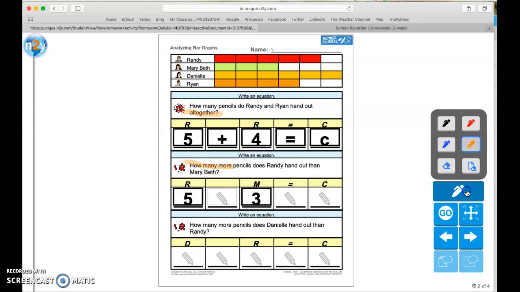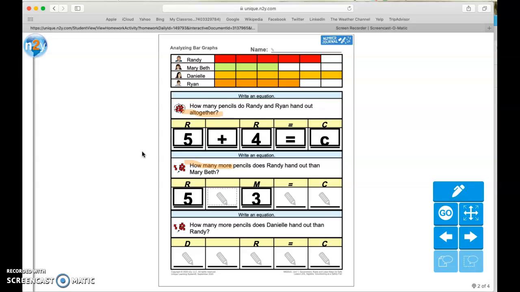So if it says how many more, that means you're subtracting, okay? This picture helps us remember, here's one group and this group is larger, so how many more? So we're going to subtract, equals, and C. Our answer is the C. So this is just helping us as our first step in using algebra with our graphs to put that letter C in there instead of the answer, okay?